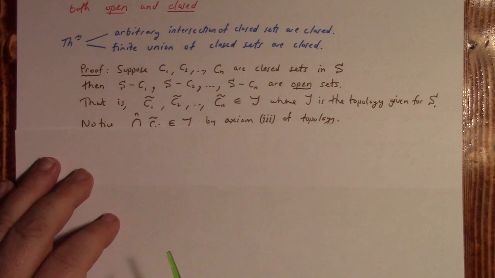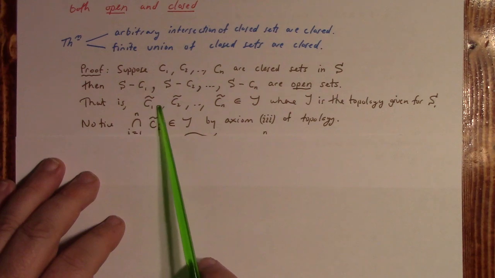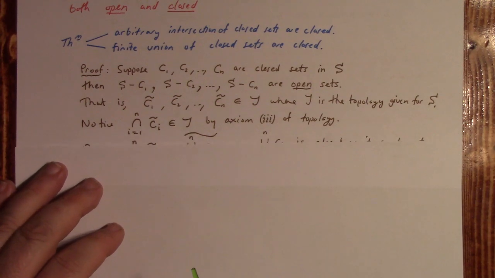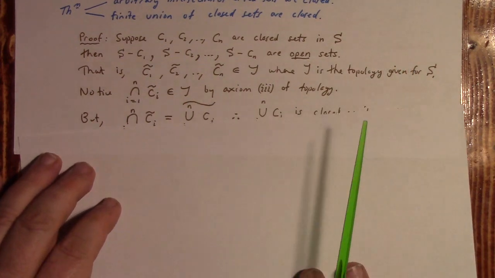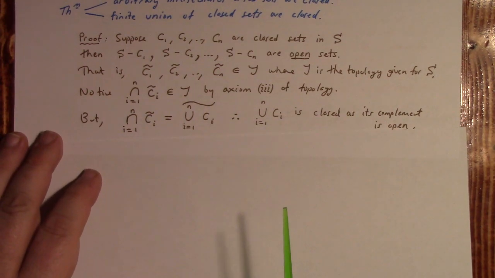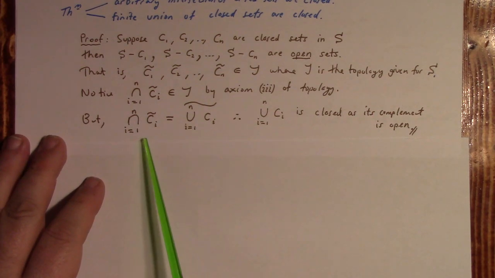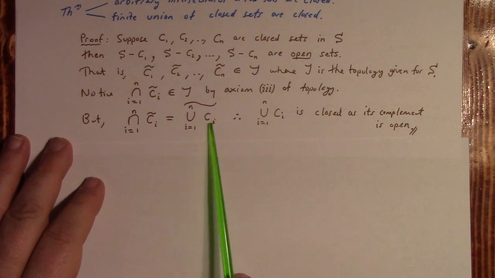Now it follows by axiom 3 of the topology that the finite intersection of these open sets is open. But that means, by De Morgan's law, which remember extends to arbitrary unions and intersections, so it certainly goes for finite intersections and unions, that the finite intersection of the complements of Ci is the complement of the finite union of the uncomplemented sets Ci.